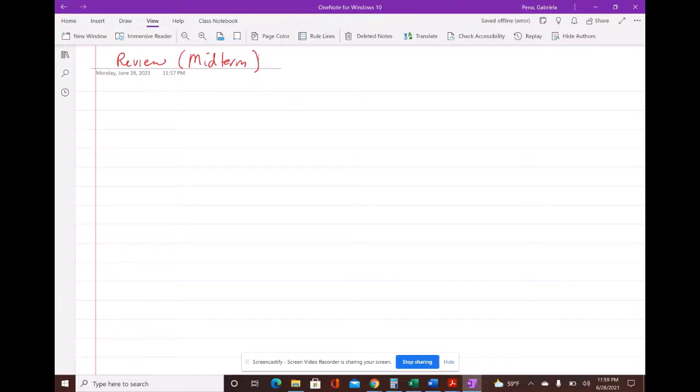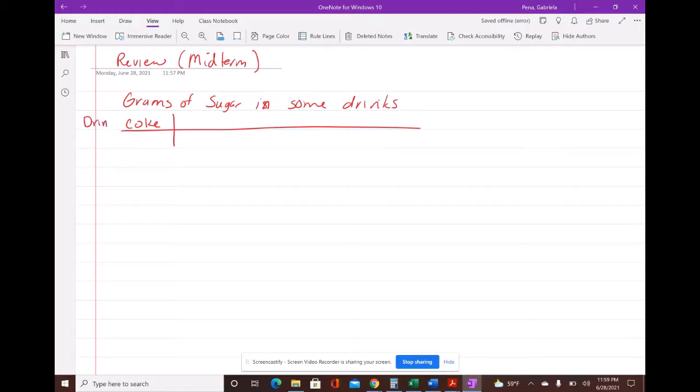So, first of all, let's make a table. The table is going to be the grams of sugar in some drinks. So we have Coke. So this is going to be the drink, and this is going to be the grams of sugar.